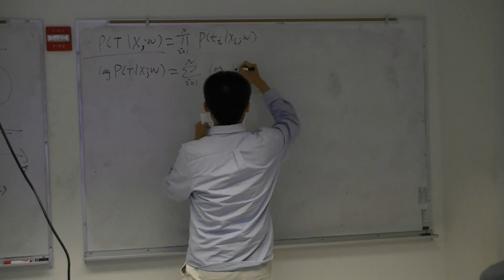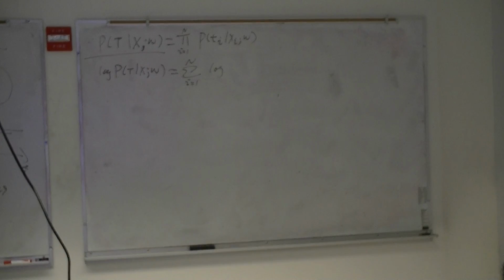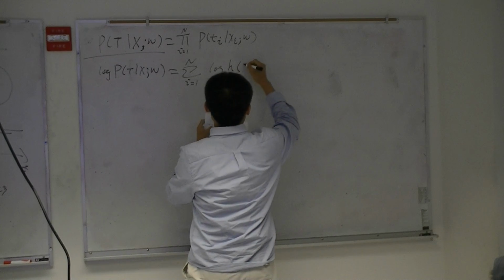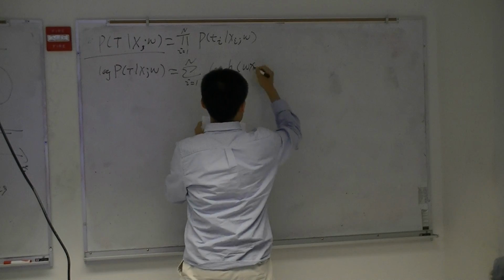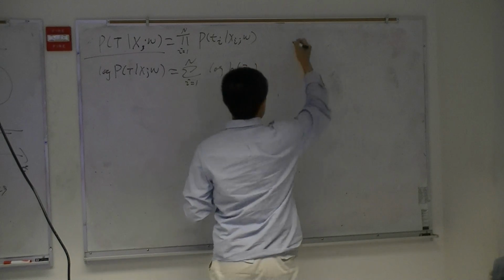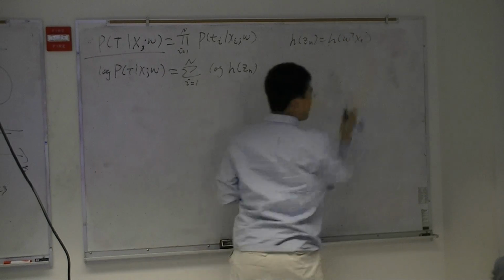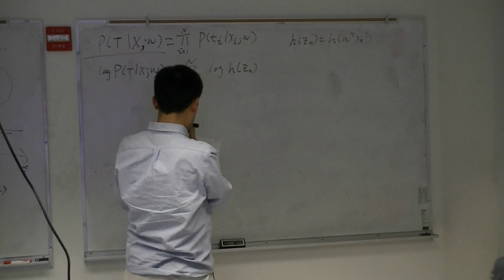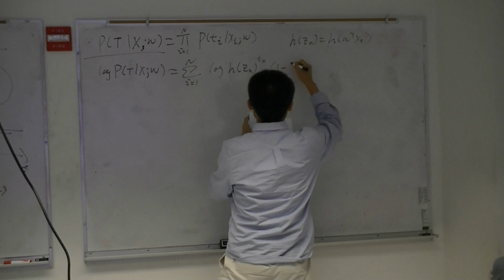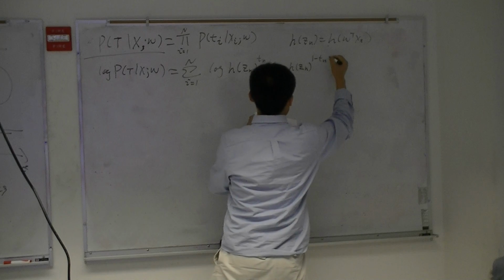We can use H here, so we have H of only X, and we use this notation. Here, H of Cn is equal to H of here. We use the substitution here, and 1 minus H Cn here.